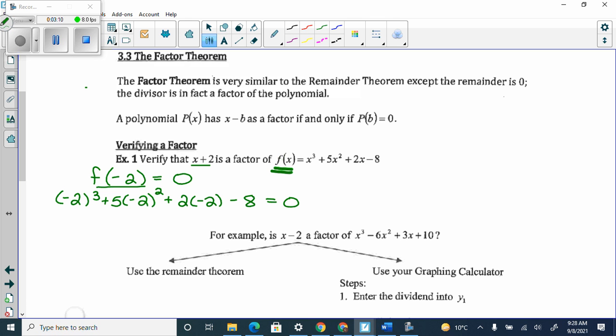So at least do one more step. So negative 8, 5 times 4 is 20, minus 4, minus 8 equals 0. And now I could go negative 8 is negative 16, minus 4 is negative 20, and then plus 20 is 0. So as a teacher, I can say, hey, they can do that, right?